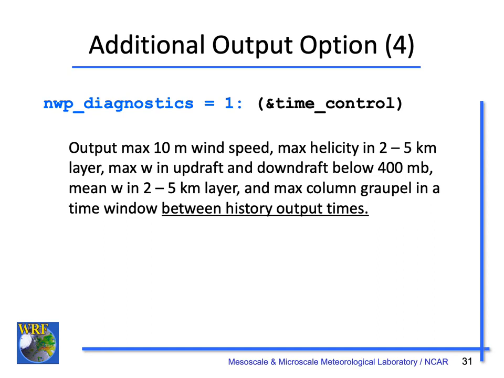The fourth option is to output actual diagnostic fields useful for severe convection forecast. It includes maximum helicity in the layer, maximum vertical motion in updraft and downdraft, maximum graupel in a column, and so on in between history times. The output is activated by setting option nwp_diagnostics, and the data goes to the standard history file.